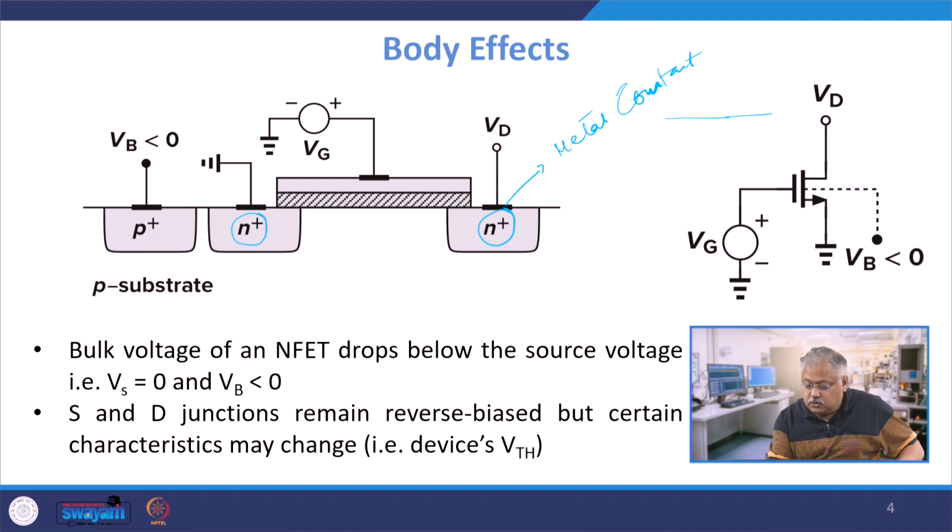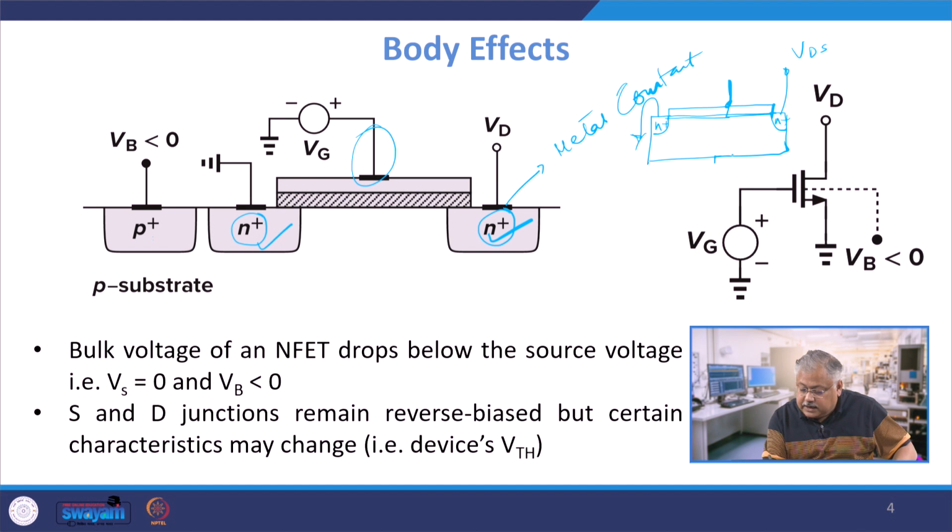Where is the substrate? So the dimension of the device is something like this. Then you have this, and this is your gate, and this is the contact. I have an oxide layer, and then there will be a gate. This is N plus. Here you apply VDS, and this is grounded. This is a contact here, and here you have the body VB.